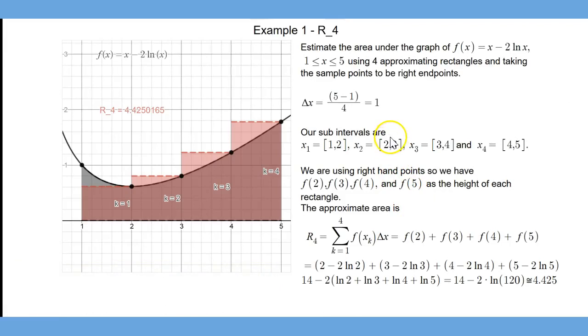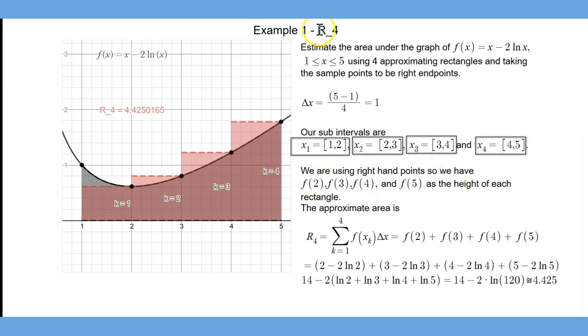So here's an example with another function, x minus 2 ln of x. Now my interval is 1 to 5, and I'm going to use 4 approximating rectangles to find an estimate of the area. So I'm going to take the length of my interval, divide it by 4, so my delta x is 1. So I've got 4 subintervals, each of length 1.